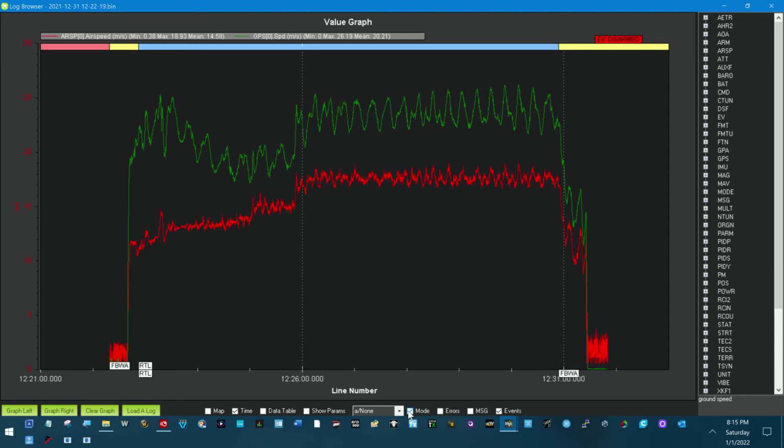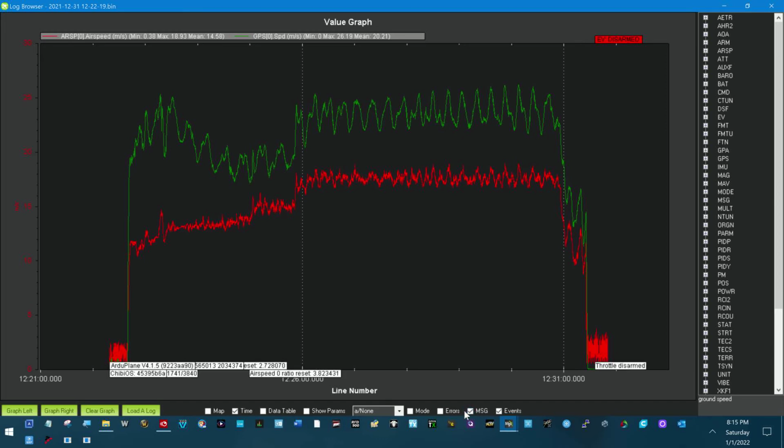The documentation kind of alludes to every 2 minutes the airspeed ratio is reset. Looks to me like it was less than that. And I see only two of them, this 2.7 and this 3.8. 2.7 was added in right here, and that brought the airspeed up for this time period above what it was here, closer to the ground speed. I cannot tell you why this is so different on the ground speed here, and then it settled in, but it seems to have.